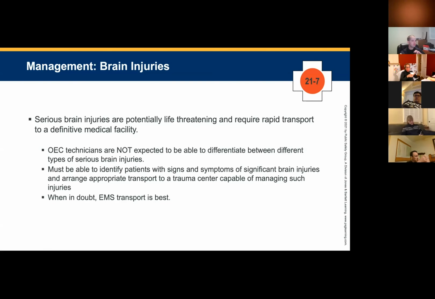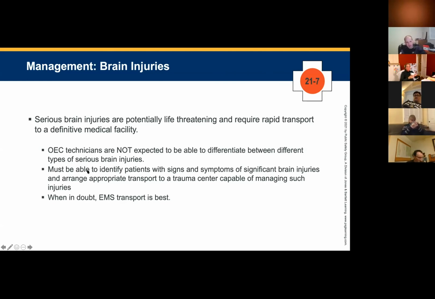You don't. I mean, eventually they have to get determined. How do they get determined? CT scan. Absolutely, yeah. So we would need to have a head CT in order to determine those.